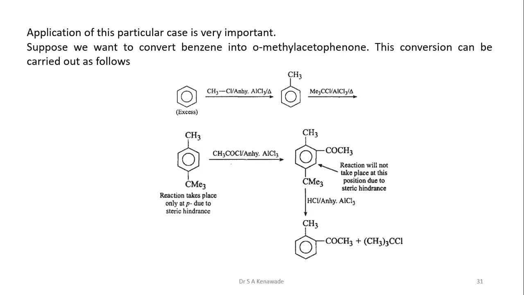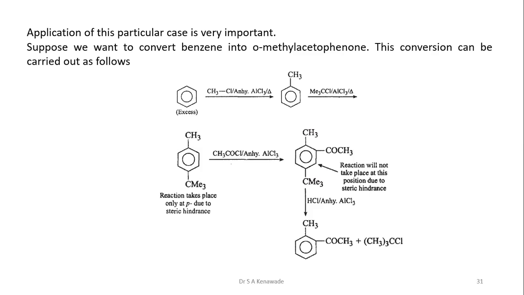Then the ortho-para derivative is formed. It will migrate the tertiary carbocation to the para position. That is, the reaction takes place only at the para position because of the steric hindrance, not at the ortho position. After that, the Friedel-Crafts acylation reaction is there. That is acyl chloride and Lewis acid, that is AlCl3.